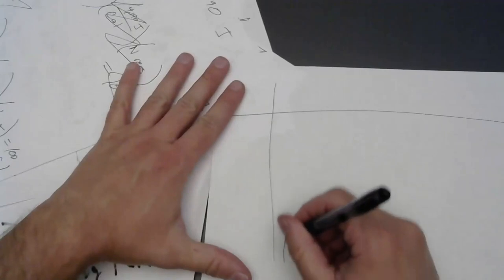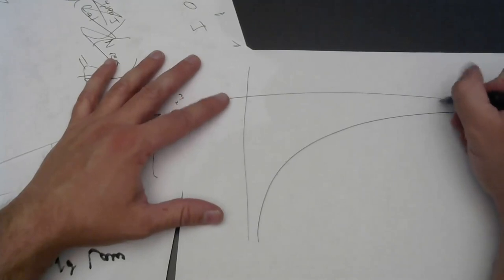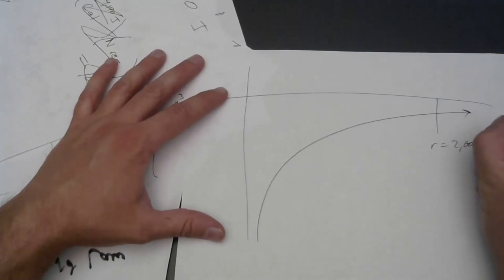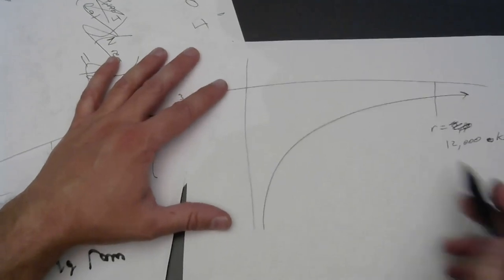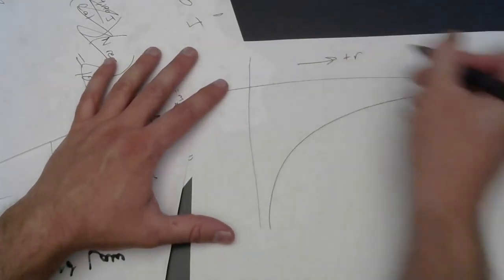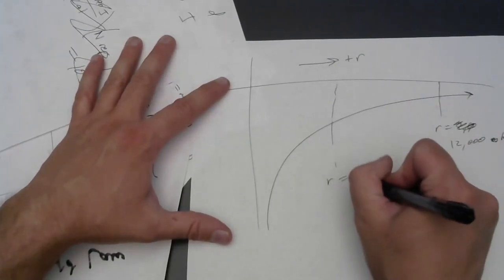Once more, here's the function. It looks like this. If you're 12,000 kilometers from the center of the Earth, and then you move back towards the Earth. Remember, R is increasing in this direction, and then you're down at only 8,000 kilometers from the center of the Earth.